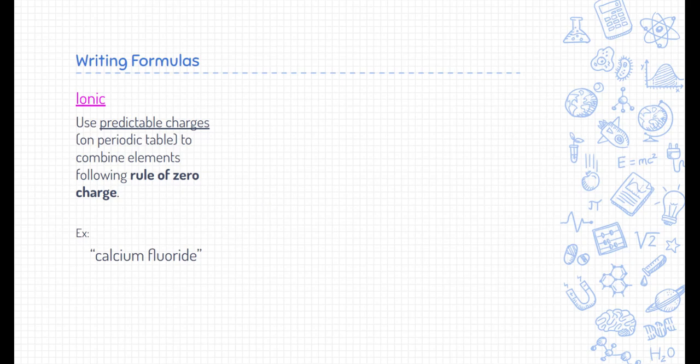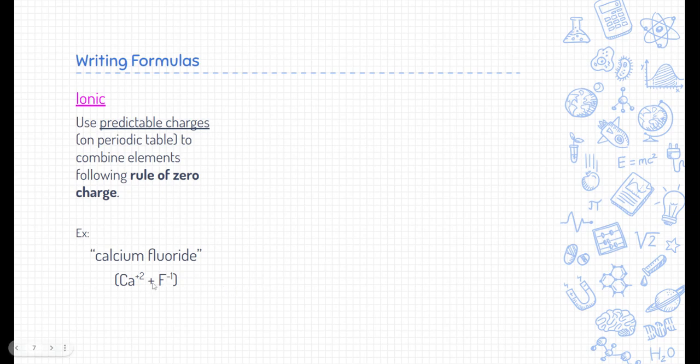How about calcium fluoride? So calcium fluoride is a compound made from calcium and fluorine. If you look on the periodic table, calcium is a +2 charge. That's the charge it predictably becomes when it makes an ionic bond. And fluorine predictably becomes -1 charge. We learned about this earlier when we talked about ions and whether elements will give or take electrons. And this is what they usually become after they either give or take. So calcium usually gives 2 electrons, losing 2 negative charges, becoming positive, and fluorine usually takes 1 electron, becoming a negative.